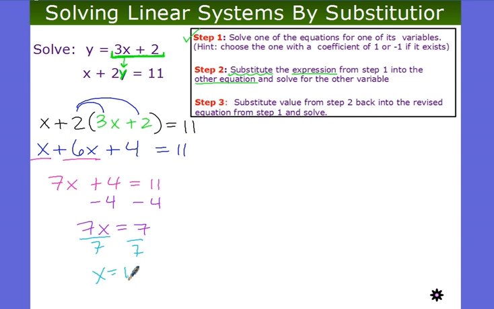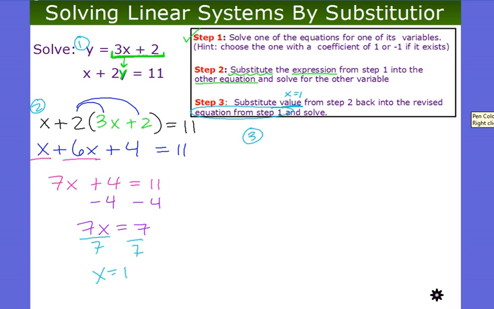So step 2 was substituting in my expression. Step 1 was solving one of the equations. Now step 3 is taking that number, x equals 1, and plugging it back in. So taking the value, x equals 1, and plugging it back into the revised equation from step 1. So that means the equation from step 1 is what I'm going to use.